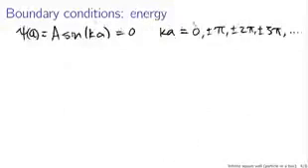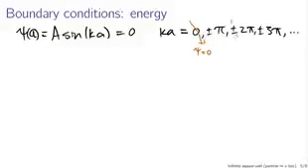Now it turns out this is not interesting. This means psi is 0 everywhere. If ka is going to be 0, then k is 0. So the sine of k times x is going to be 0 everywhere. So that's not interesting. This is not a wave function that we can work with.